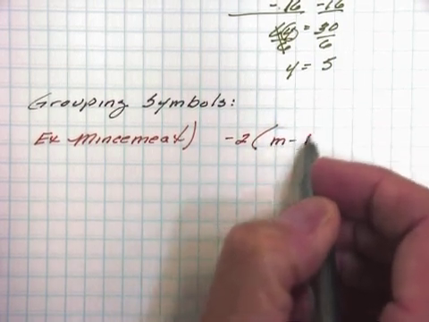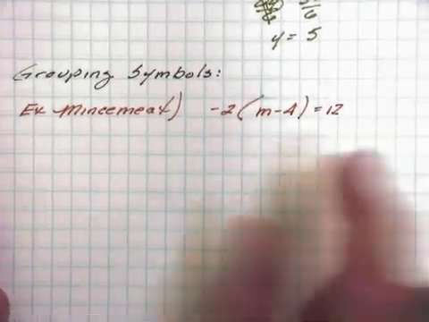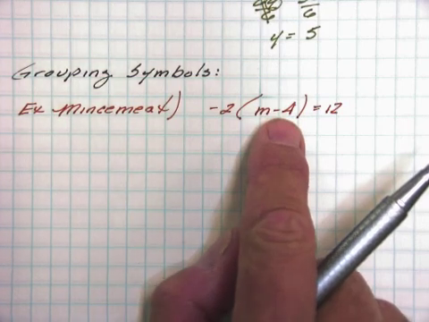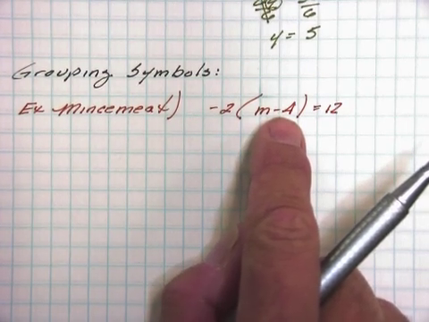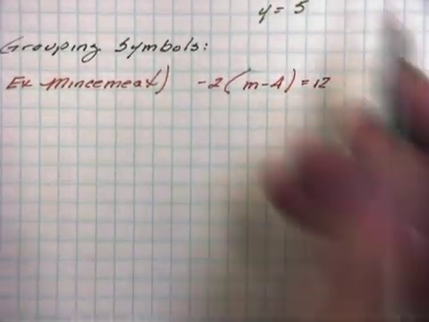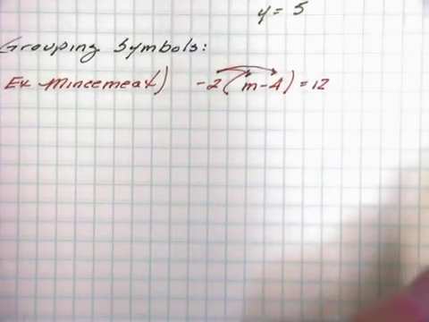So here's your example. I've got negative 2, then a parenthesis, m minus 4 equals 12. Okay, so see the grouping symbol? So we're going to have to distribute and then we can solve. But not necessarily. I'll show you two ways to do this problem.